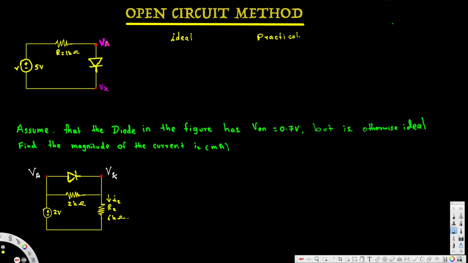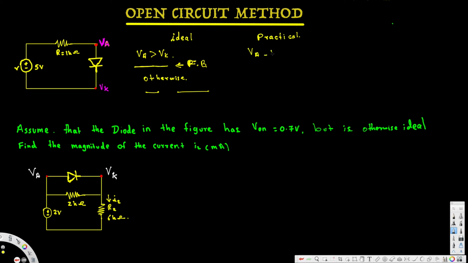Now there are two different cases. We can have an ideal diode and also a practical diode. If it's an ideal diode and the VA value is greater than the VK value, then we replace it with a short circuit. We can also say this is forward bias, which means the diode is on. Otherwise, if the VA value is less than VK, we replace it with an open.